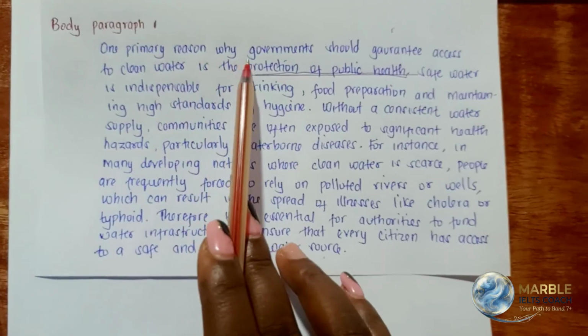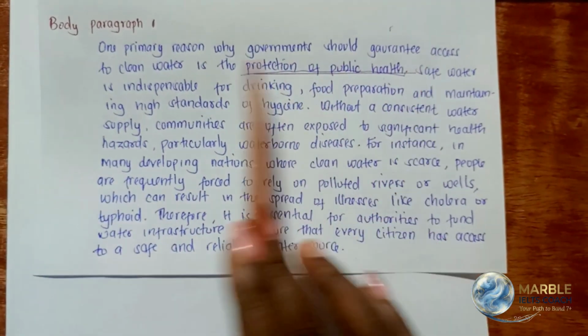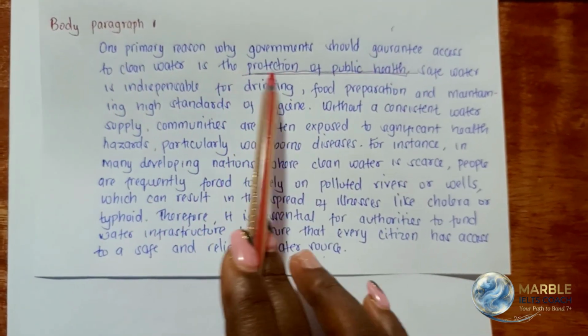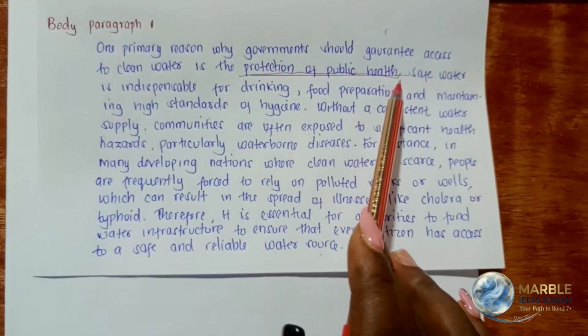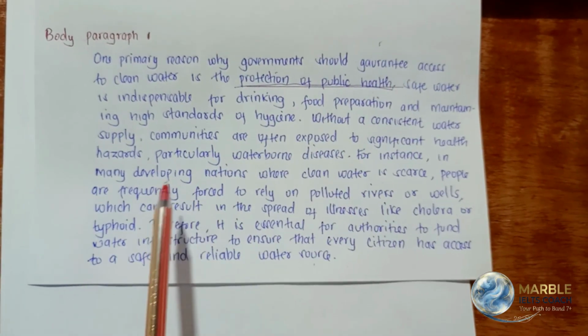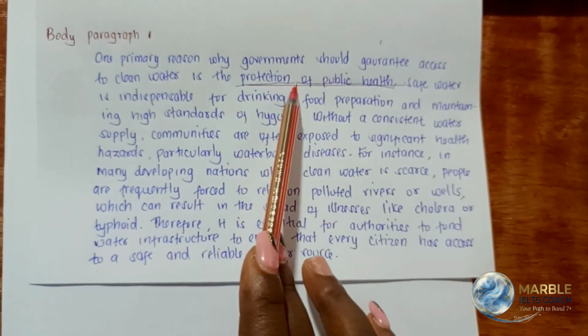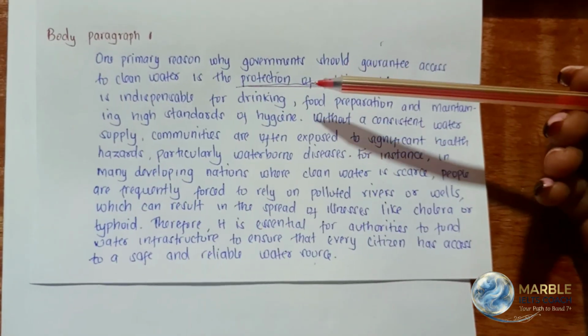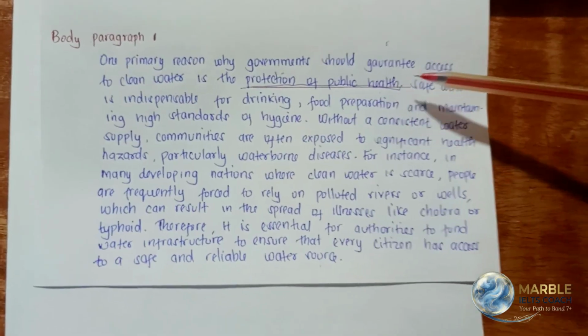One primary reason why government should guarantee access to clean water is the protection of public health. That is my topic sentence. So when you read this, you're able to know that this is my topic sentence and I'm going to talk about protection of public health.